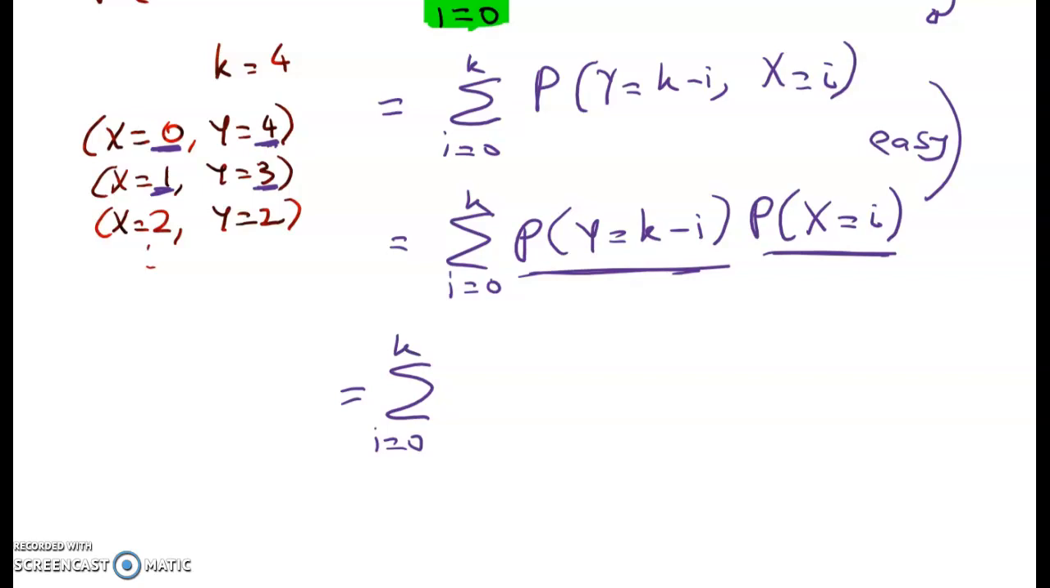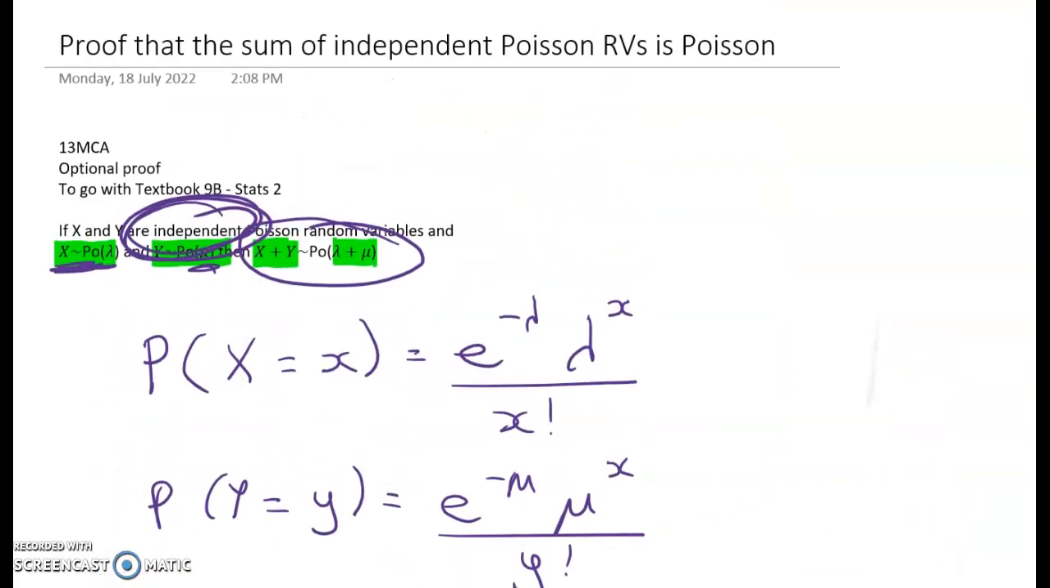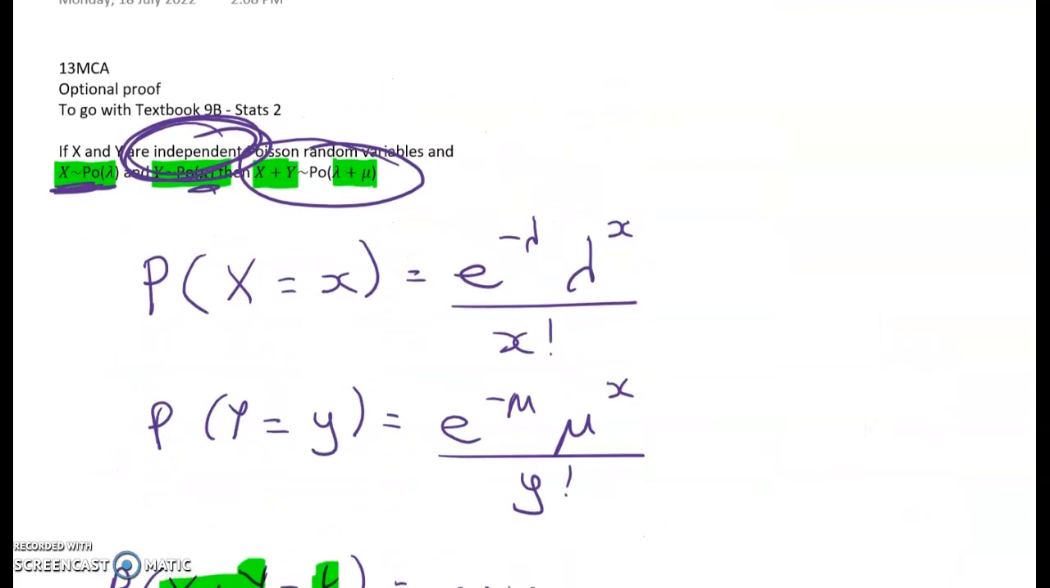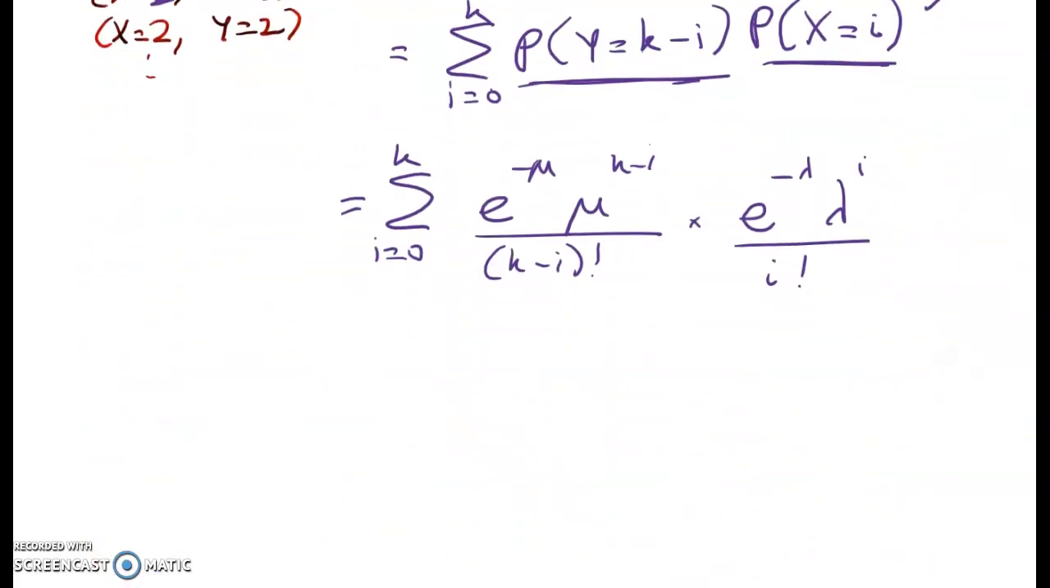So for y, the variable with mu, it's going to be e to the negative mu times mu to the power of k minus i, over k minus i factorial. And then for x, it'll be e to the negative lambda times lambda to the i over i factorial. Now, all I've done in that line is apply my basic definition of a Poisson random variable from back in chapter 9a. So I'm just using this one here on x and y.